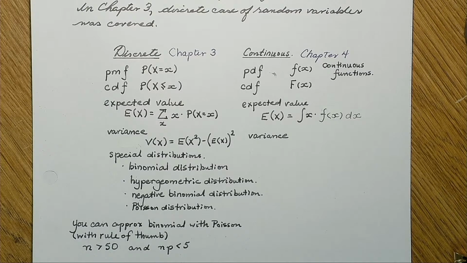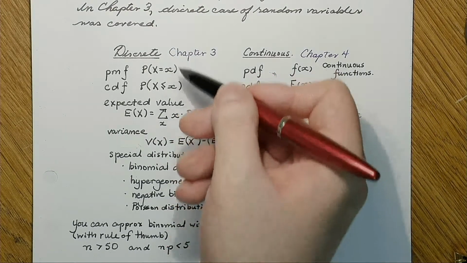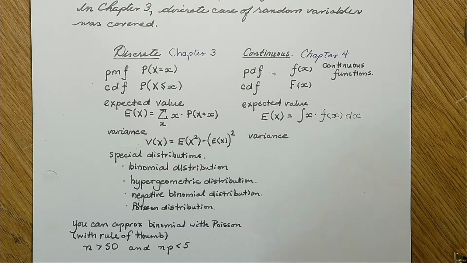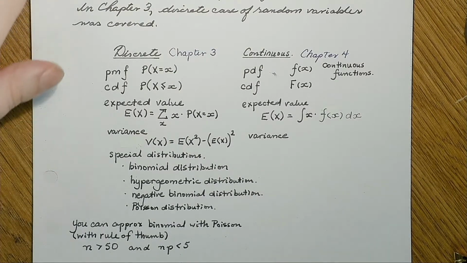So hopefully that gives you an idea of where we're going with this, kind of a roadmap. Basically we'll do what we did in chapter 3, except now we're working with a continuous case. So we'll be involving some integrals, and there will be some special distributions that we see. Again, we can describe certain situations like that.